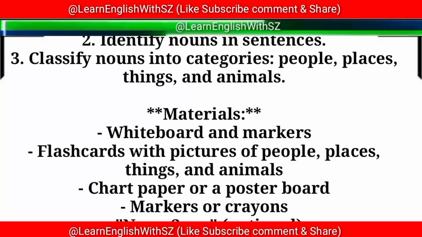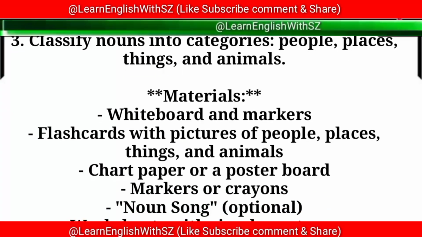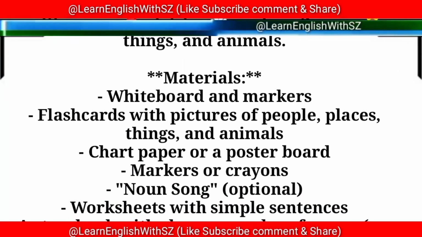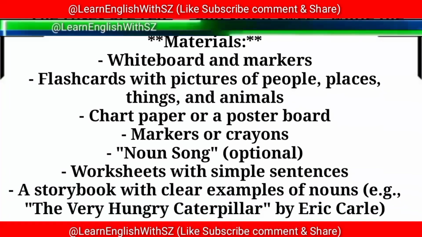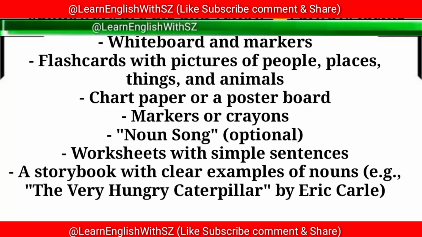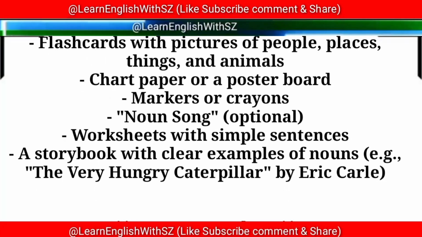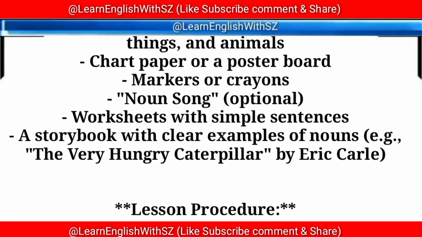things, and animals, chart paper or a poster board, markers or crayons, noun song (optional), worksheets with simple sentences, a storybook with clear examples of nouns, for example, The Very Hungry Caterpillar by Eric Carle.